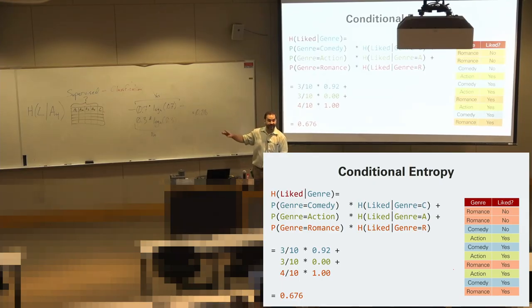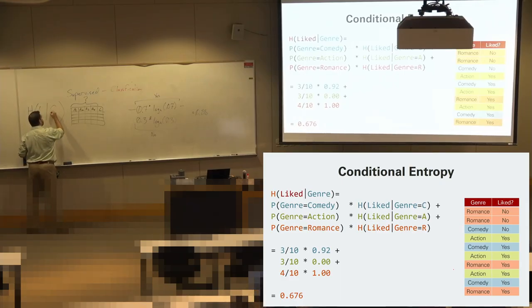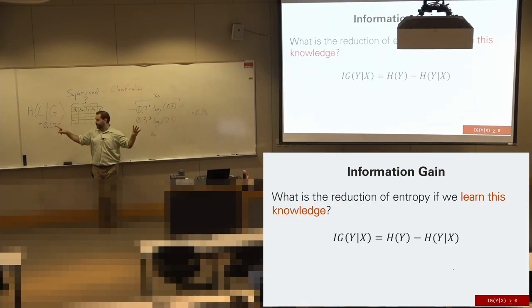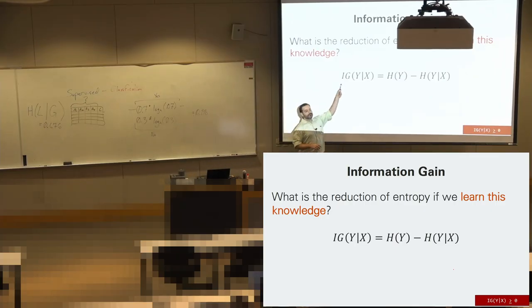So now what? I have numbers. I have the entropy of liked given genre, and that was 0.676. So now what do I do? Now we add in one more calculation. I have the entropy of just being able to guess if something is liked or not, and the entropy of being able to guess if something is liked or not if I were to know the genre. Since I have these two uncertainties, notice the difference between them. The last calculation that we have is something known as information gain.